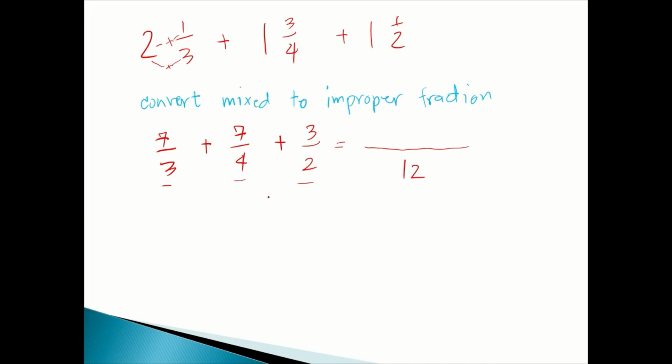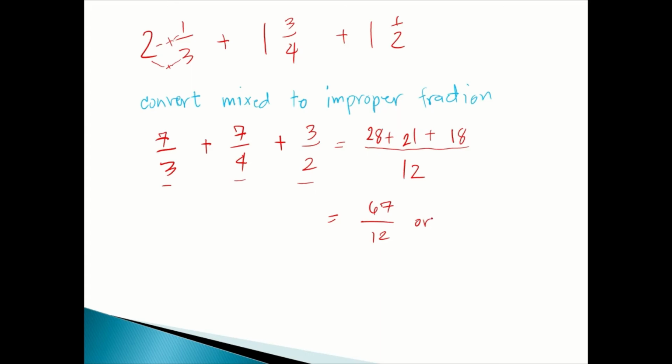Let's follow my step. I'm going to divide the LCD by the denominator and then multiply it by the numerator. So we have 12 divided by 3, that is 4 times 7, we write here 28, plus 12 divided by 4, that's 3 times 7, we write there 21, plus 12 divided by 2, that is 6 times 3, we write there 18. Now we add the numerators: 28 plus 21 plus 18, that's equal to 67 over 12.